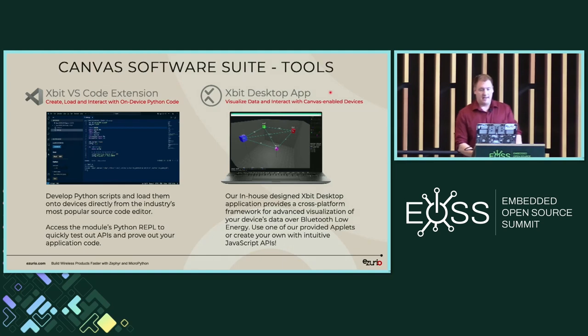We also have a desktop application, and why that's important is we'll have certain firmware that runs on devices, and we want to be able to demo and show stuff off in a graphical way. So our desktop app allows us to write JavaScript-based applets very quickly to visually represent data as we need. And this also allows our customers to do the same. In the future, we'll be creating more documentation and make it more clear on how users can use that desktop app to build out really quick proof of concepts.